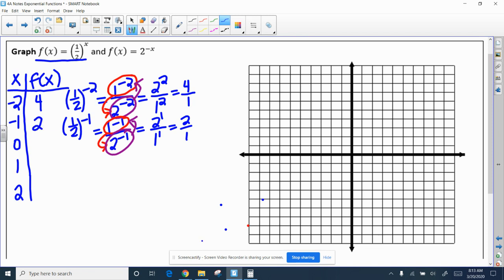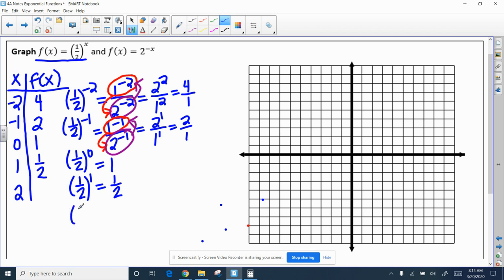All right, next let's plug in 0. Luckily that one's easier. 1/2 to the 0 power, anything to the 0 power is just 1. Then if I plug in a 1, 1/2 to the 1 power is just a half.